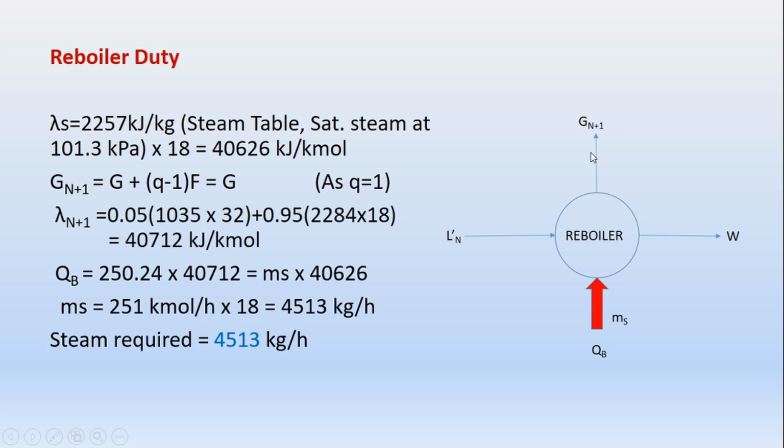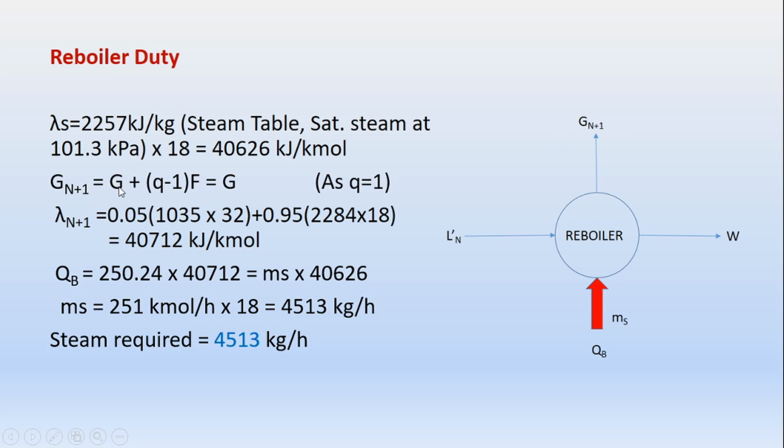So the latent heat of vaporization has been provided to this, right? So we should know this Gn plus 1, because Gn plus 1 multiplied by the latent heat of this stream will be equated to the mass flow rate of the steam multiplied by the latent heat of steam. So that will be the energy balance: Gn plus 1 lambda n plus 1 equals Ms lambda s. So we should know what is Gn plus 1.